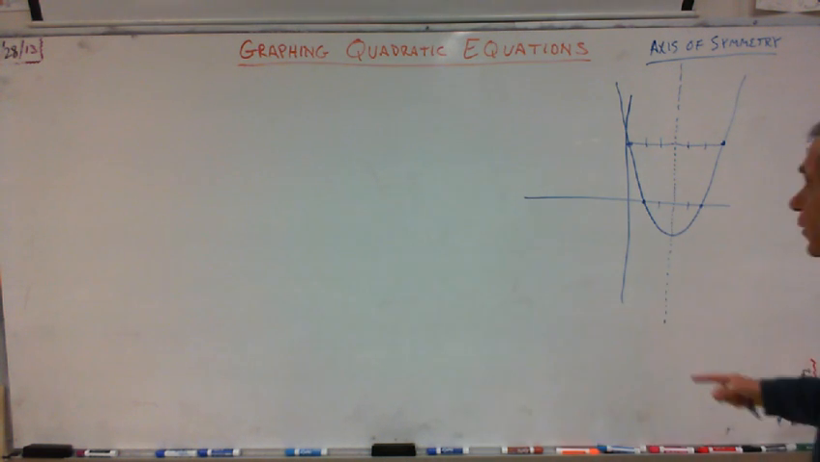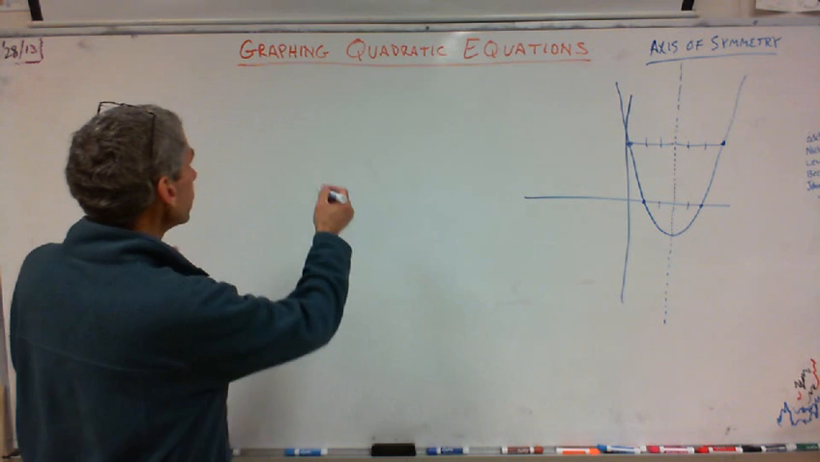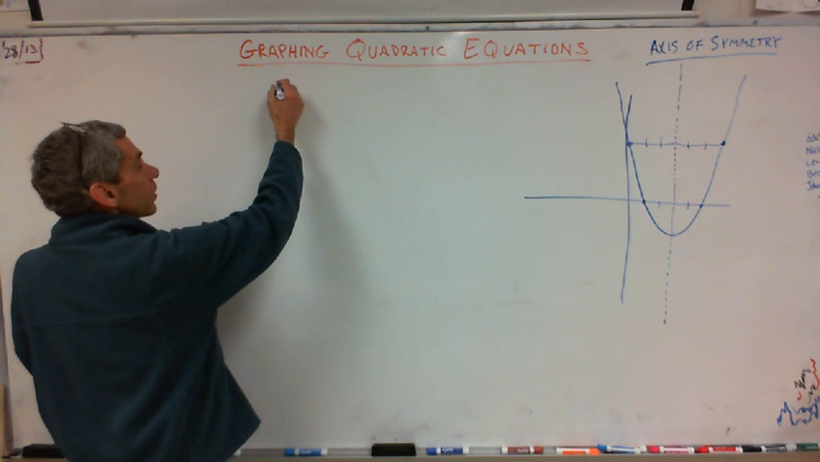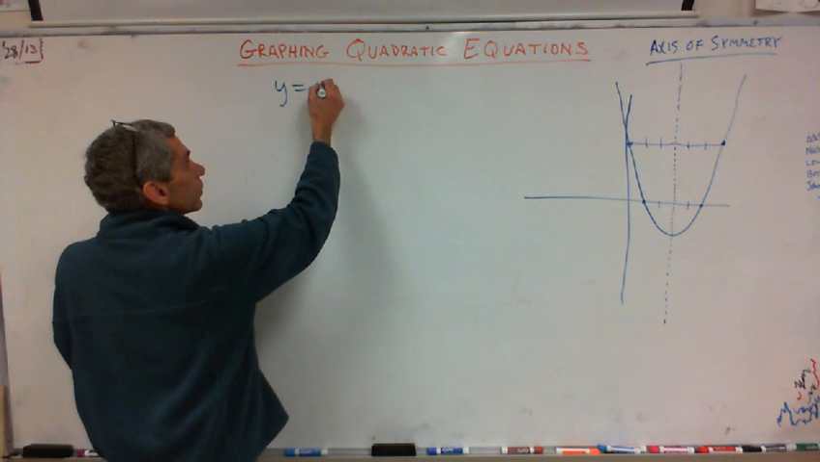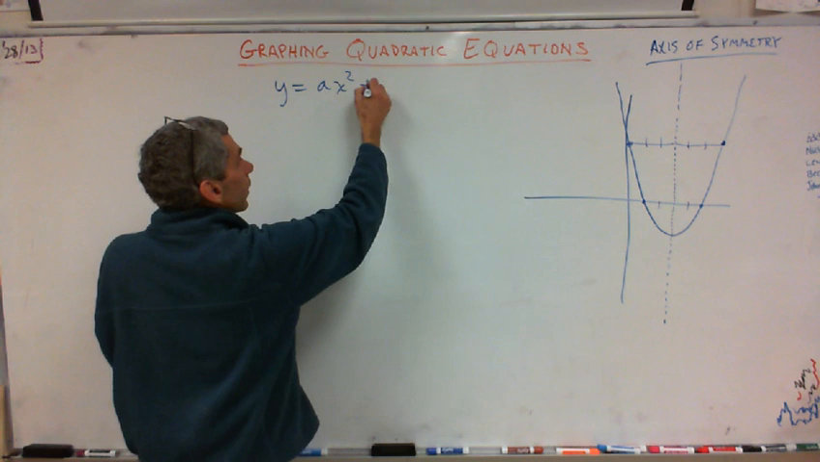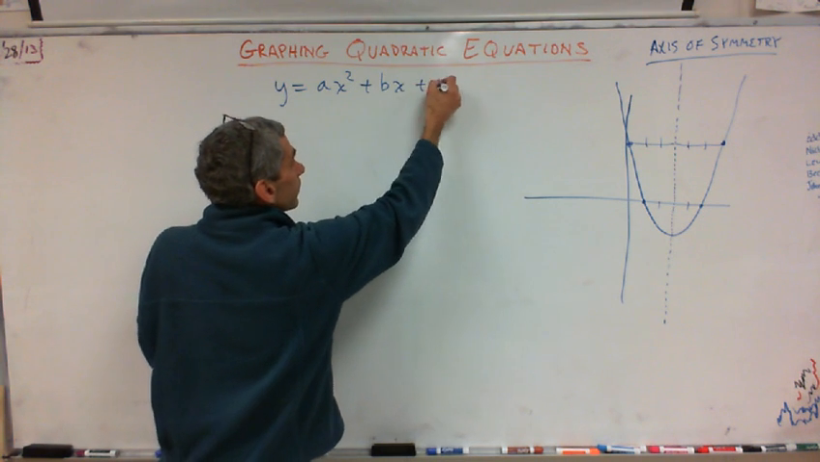All right, so that's one thing. Now let's just talk about the quadratic equation for a second. y = ax² + bx + c.